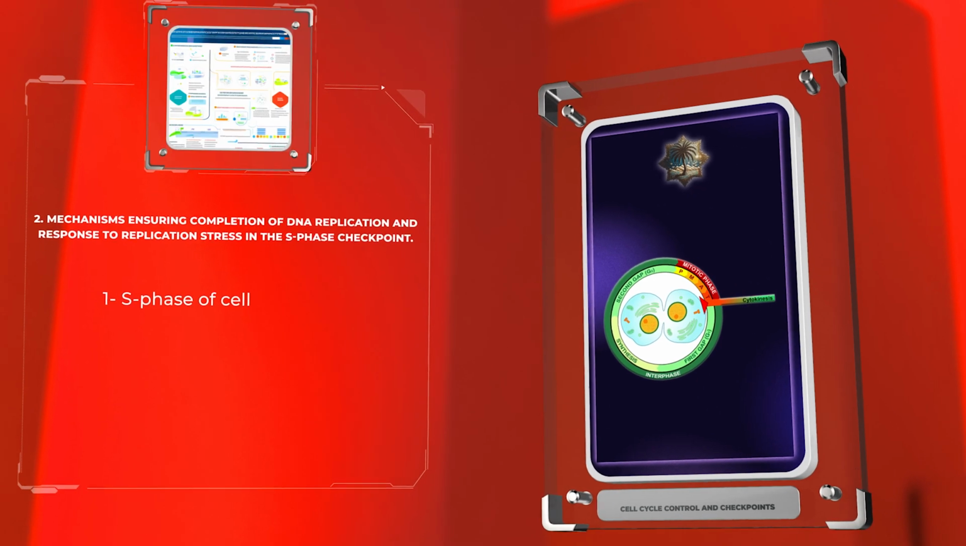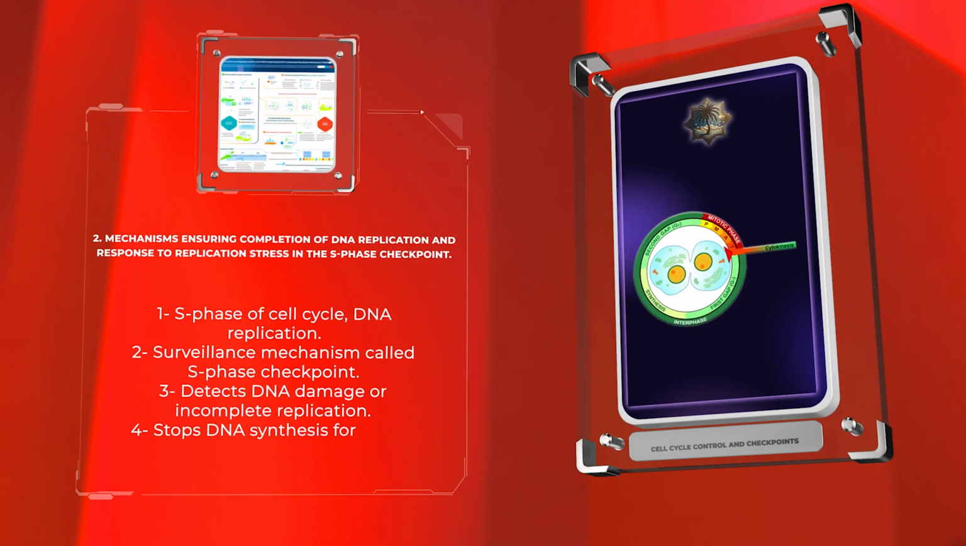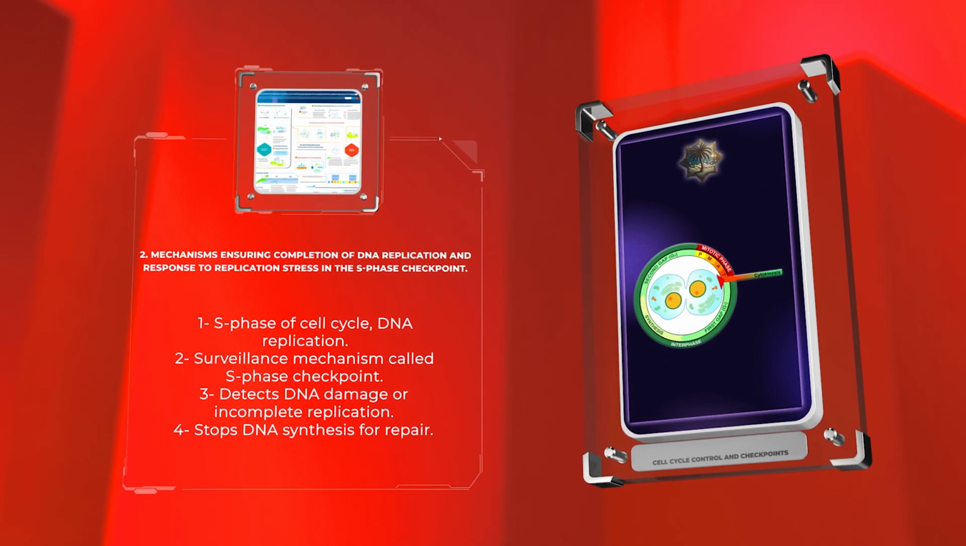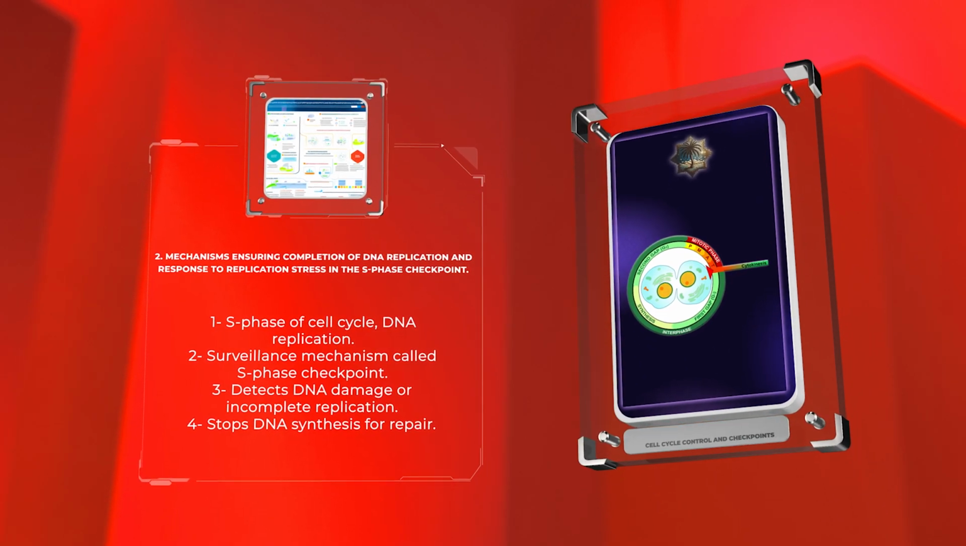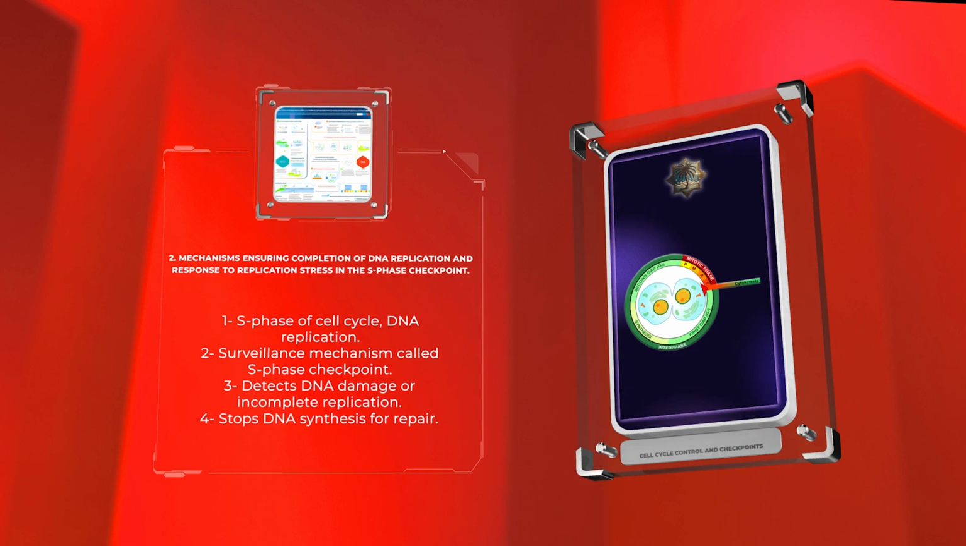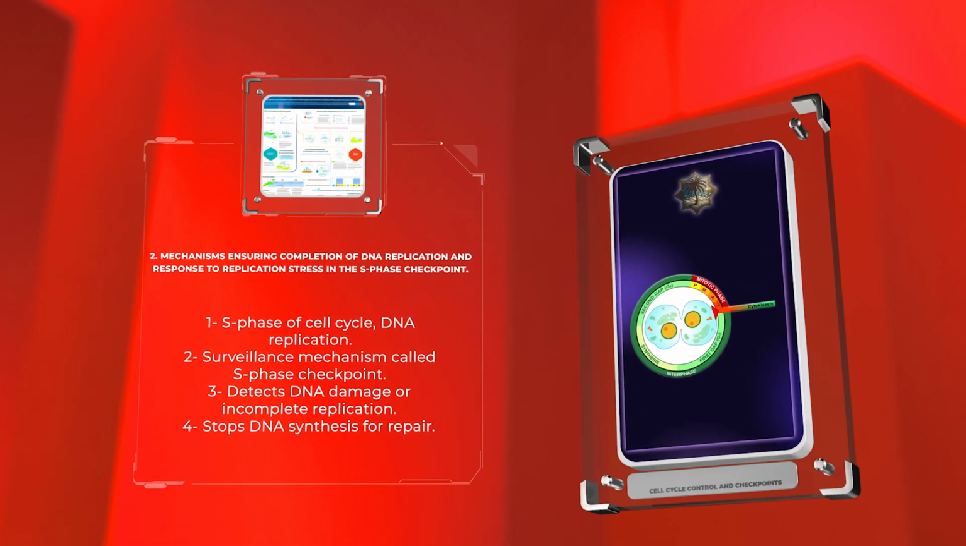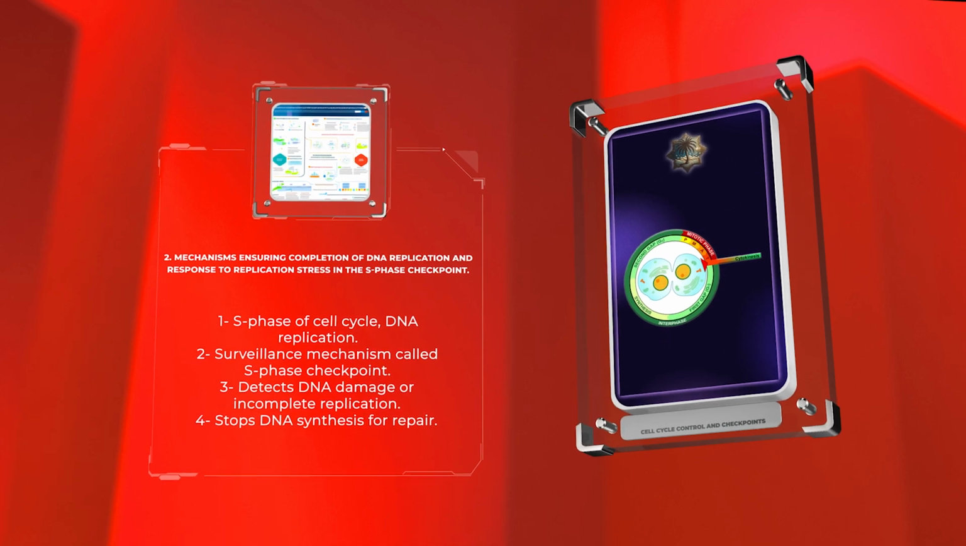In the S phase of the cell cycle, DNA is replicated to prepare for cell division. However, errors can occur, so cells have a surveillance mechanism called the S phase checkpoint. This checkpoint detects DNA damage or incomplete replication and stops DNA synthesis for repair. Proteins like ATR and ATM are key players in this checkpoint, triggering DNA repair pathways.